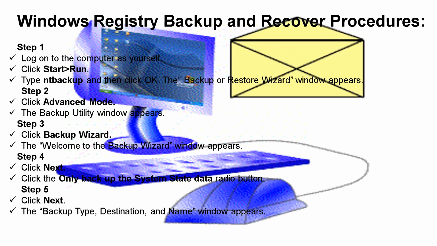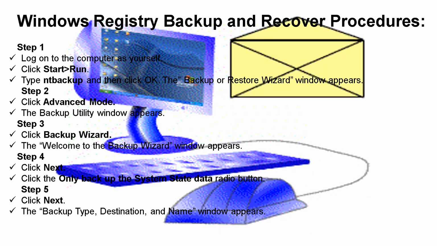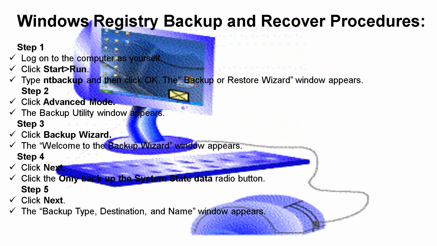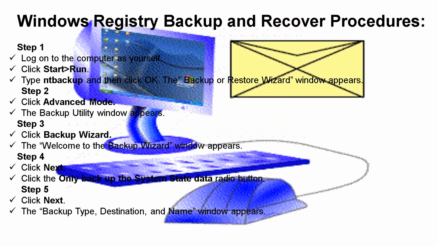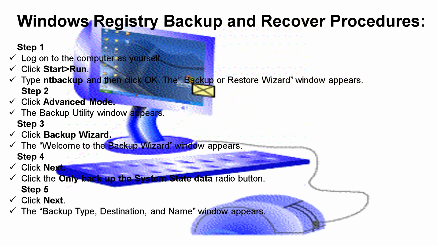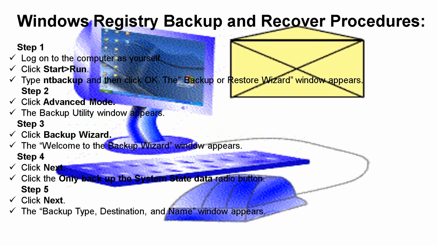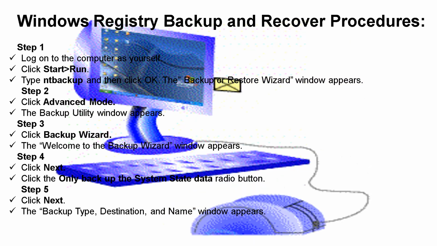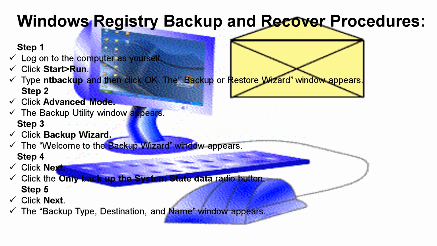Step 2. Click Advanced Mode. The Backup Utility window appears. Step 3. Click Backup Wizard. The Welcome to the Backup Wizard window appears. Step 4. Just click Next, then click the Only back up the System State data radio button. Then Step 5. Just click Next. The Backup Type, Destination and Name window appears.